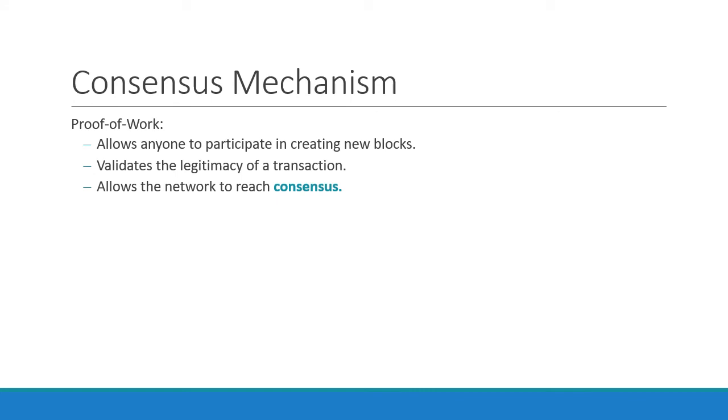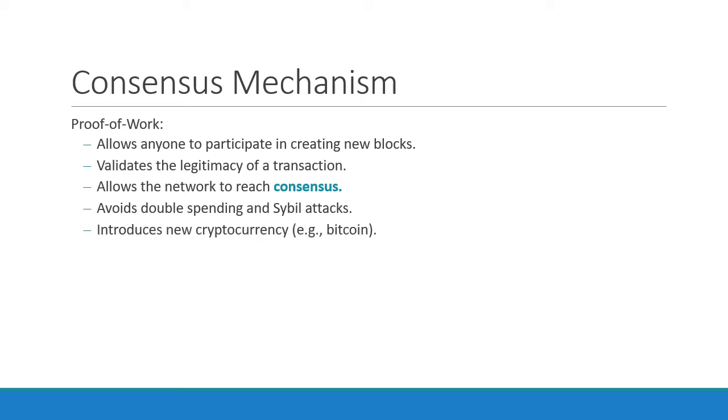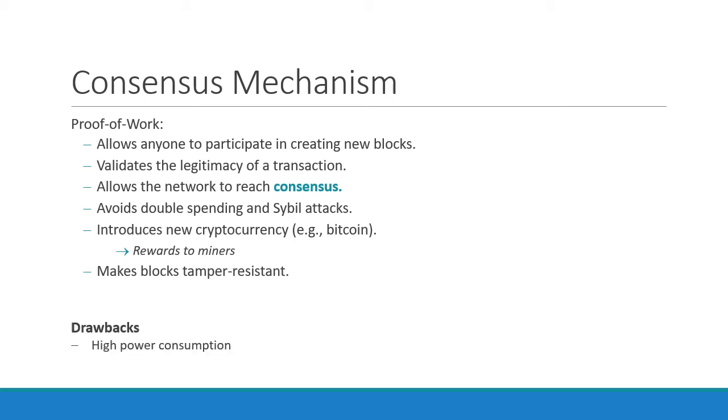It allows the network to reach consensus and avoids issues such as double spending and cyber attacks. It introduces new cryptocurrency into the system at a steady rate and rewards miners. Also, it makes blocks tamper resistant, as we mentioned earlier. What are the drawbacks of proof of work? The high amount of power consumption, and the nodes with powerful processing units will dominate. This means they will control the blockchain.